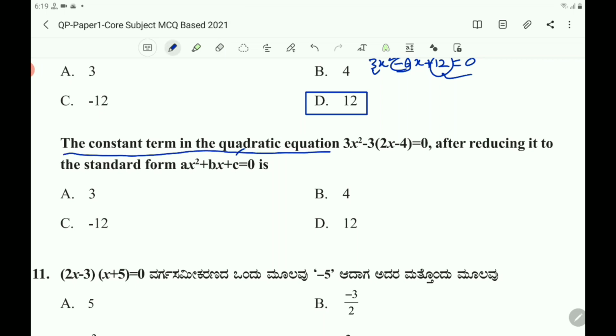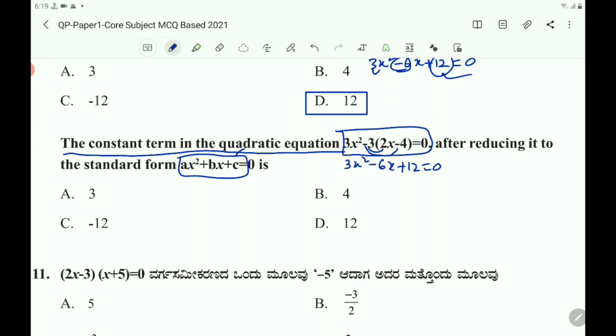The constant term in the quadratic equation 3x² - 3 × 2x - 4 = 0, after reducing it to the standard form ax² + bx + c = 0, is. Now let us reduce this to ax² + bx + c = 0. So multiply here, that becomes 3x² - 3 2s are 6x, minus into minus plus, 3 4s are 12, = 0. Now you got this in the form of ax² + bx + c = 0.